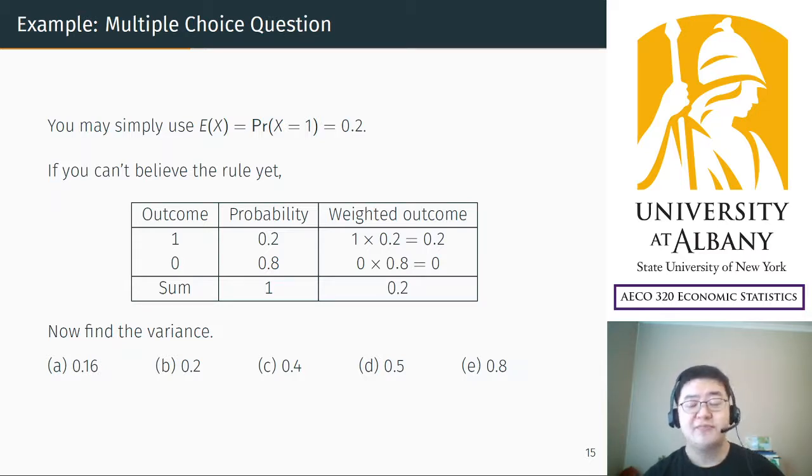Anyhow, next, now let's find the variance. Given the same probability distribution table and the mean already calculated, try to find the variance. It may take a little more time, but it should still be simple enough. Please pause the video and do the math. I will turn to the next page. 3, 2, 1.